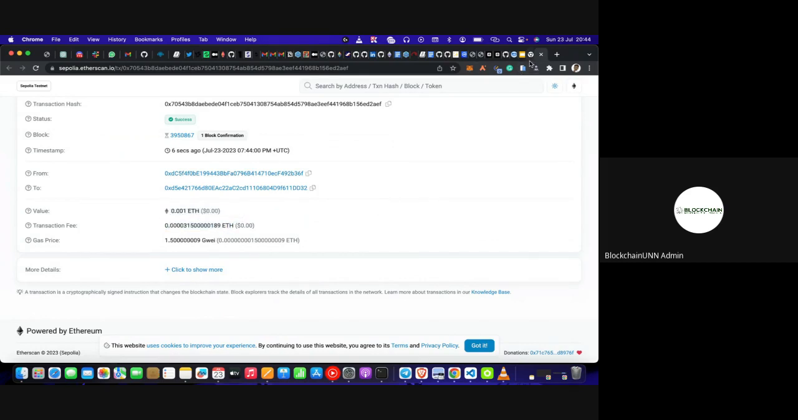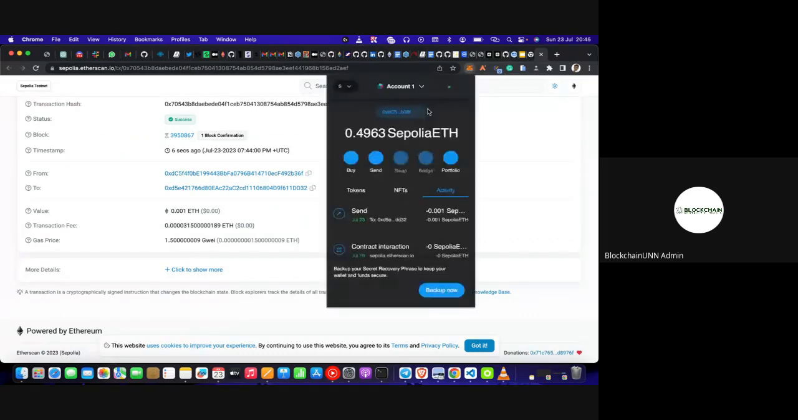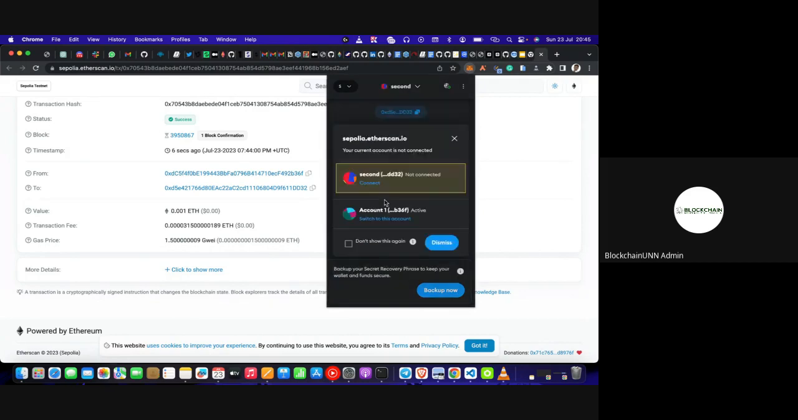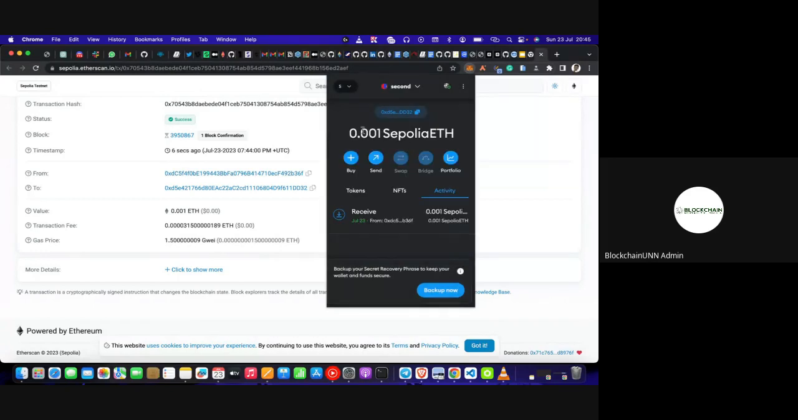Now let's go back to our wallet and see if the Ethereum state was changed. As you can see here, my balance has been deducted for this particular account. It means that the Ethereum world state computer has been updated. Now if you come to the second account, you can see that it now has 0.001 Sepolia ETH. So we just carried out a simple Ethereum transfer transaction that updated the state of Ethereum.